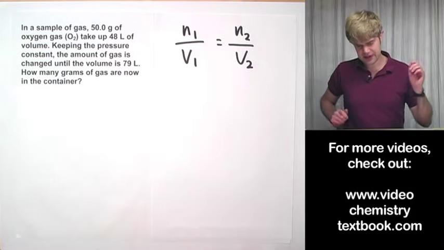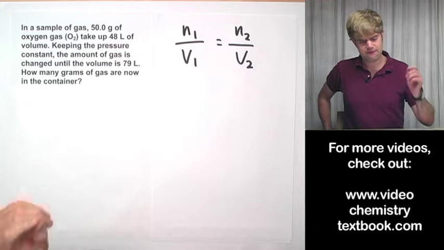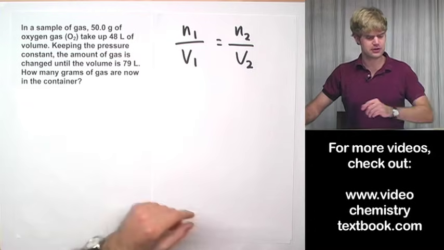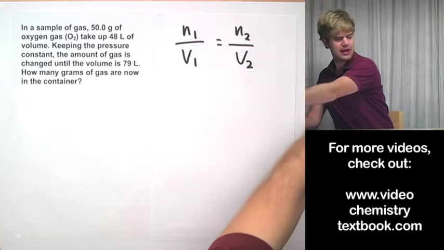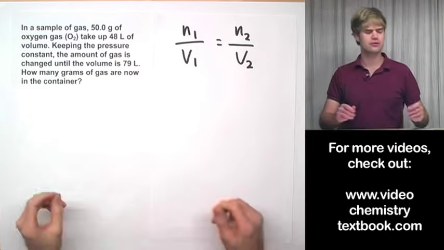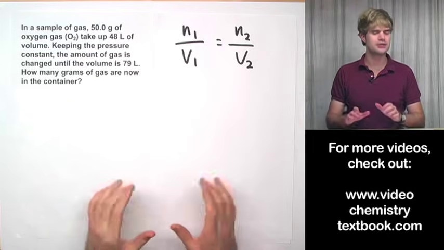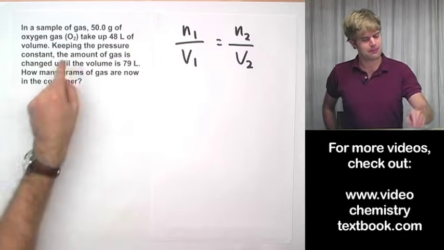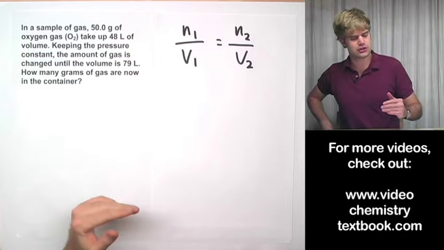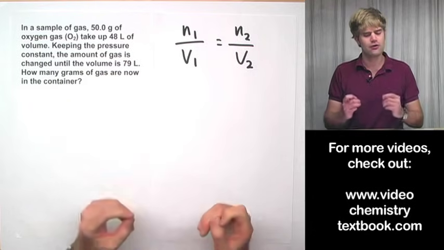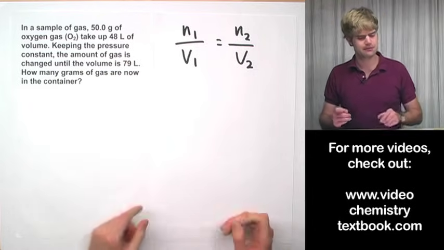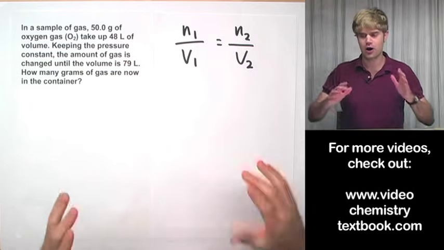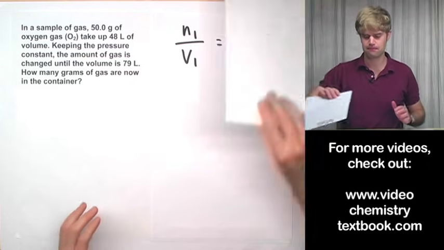So, let's work through Avogadro's law by looking at a math problem here. In a sample of gas, 50.0 grams of oxygen gas take up 48 liters of volume. Keeping the pressure constant, remember that's important in Avogadro's law, pressure's got to be constant, the amount of gas is changed until the volume is 79 liters. How many grams of gas are now in the container?